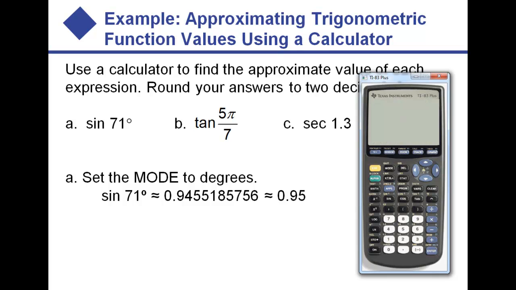And now you want to do sine of 71. Well, there's your sine button, 71, enter, there's your answer. Okay. What if we wanted to do tangent of 5 pi over 7? We would have to change the mode back to radians. And now we can do tangent 5 times pi divided by 7. And there's the tangent answer.